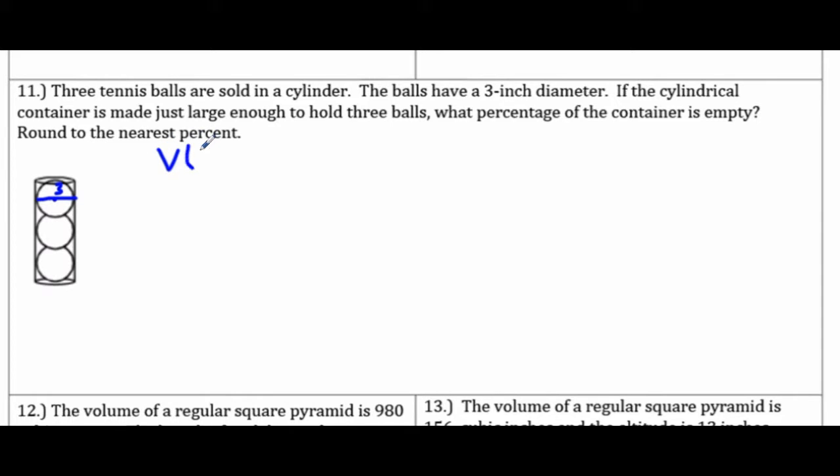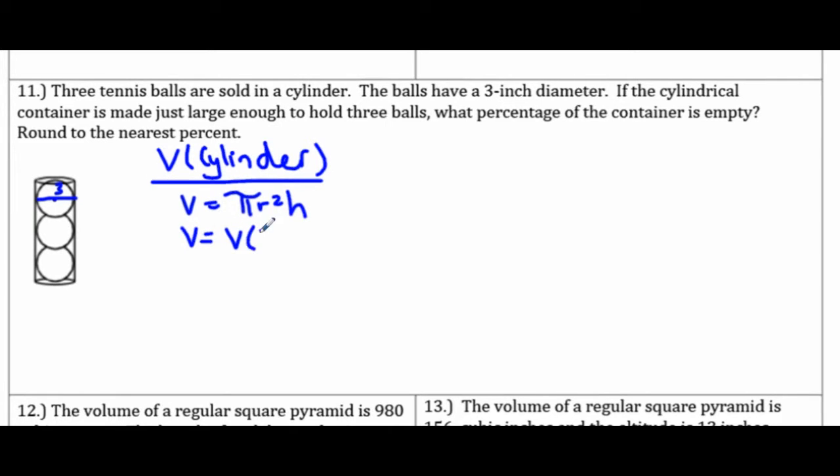Well, no matter what, we're going to have to find the volume of the cylinder and then the volume of the 3 spheres. So let's do the cylinder first. The formula is pi r squared h. Remember, all these formulas are just right from your reference sheet. The radius, well, it said the diameter was 3, so that makes the radius 1.5 squared.